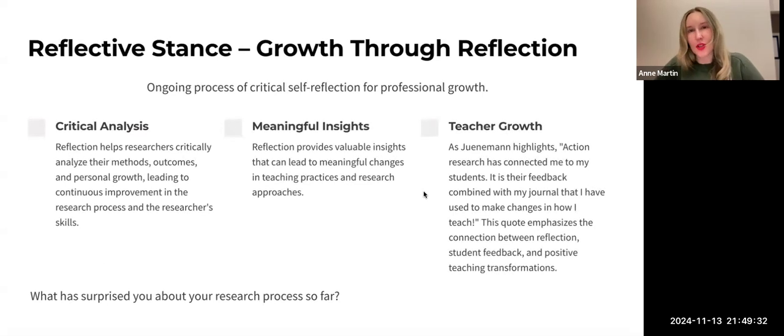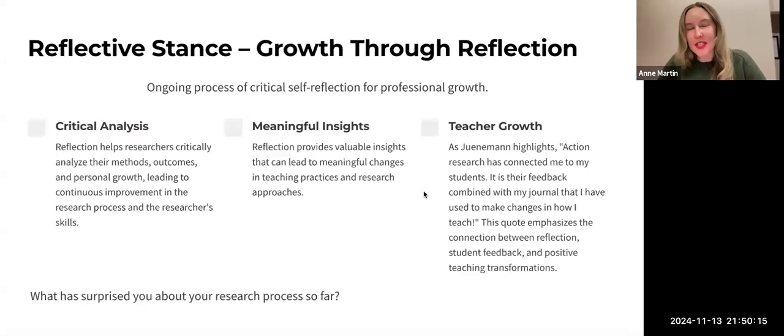Okay, so this is a really important concept in the chapter: this reflective stance, growth through reflection, the iterative nature of notice, take action, collect data, reflect, analyze, continue, as you are continuously going through this ongoing process, to have that meaningful change.